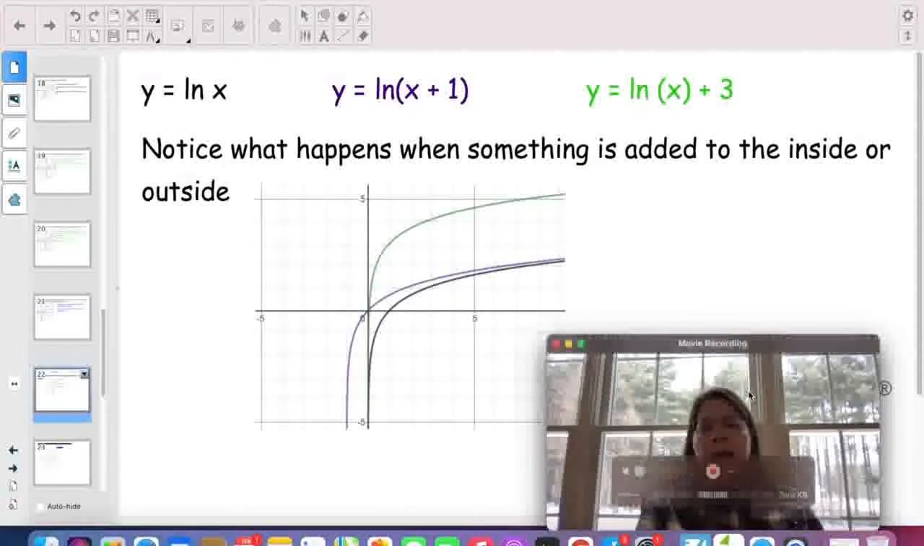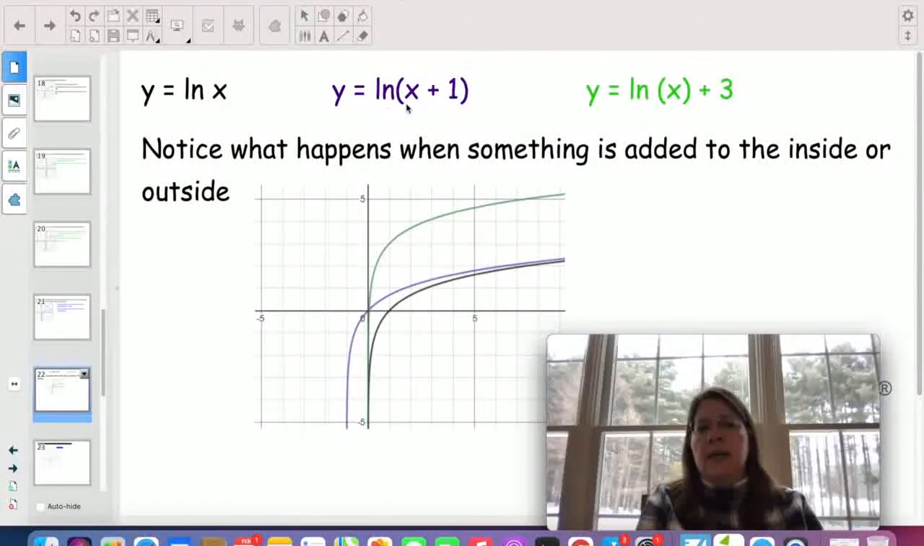In this slide, I have the same three natural log equations that I had in the slide before, and we're going to be able to see the transformations of this black parent function, y equals natural log of x. With the natural log of x plus 1, the x plus 1 is on the inside, and hopefully you can see that every one of these corner points is moving to the left 1 unit.